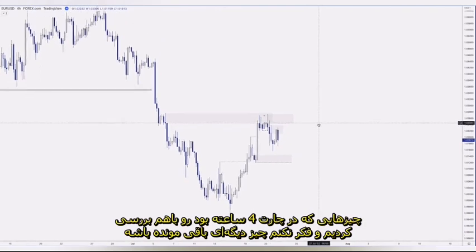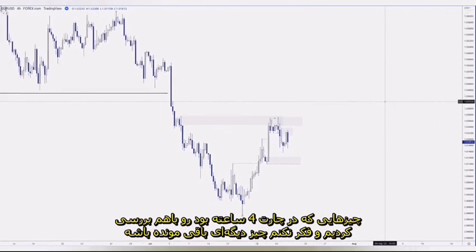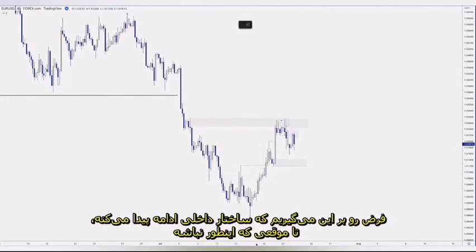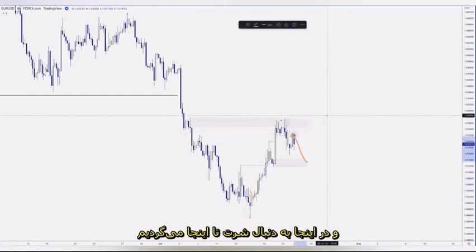I'm just trying to think if there's anything else I wanted to add to the 4-hour chart in this case, but that's pretty much it. Hopefully it's clear what framework we're using, assuming that the internal structure will continue until it doesn't, and then looking for a short into this level.